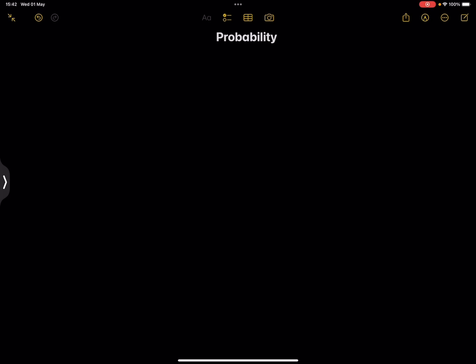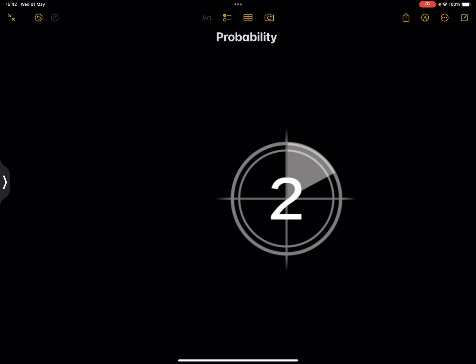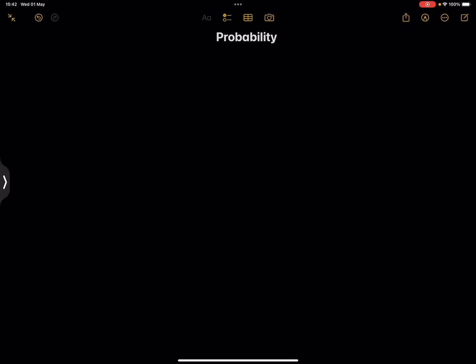What I will not include, however, in this section at the moment, will be fundamental counting principles. We will do that next. Let's get right into it. Okay, so you can play it at 2 times the speed if you want to. That's really up to you. Okay, let's get right into it.